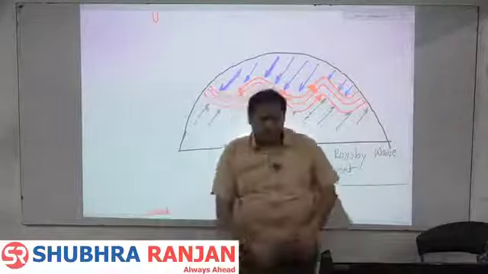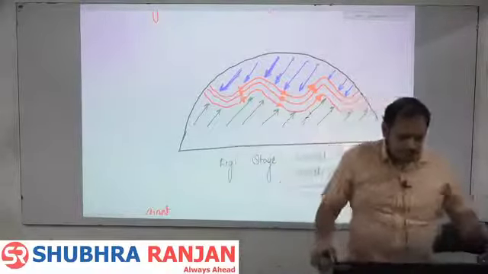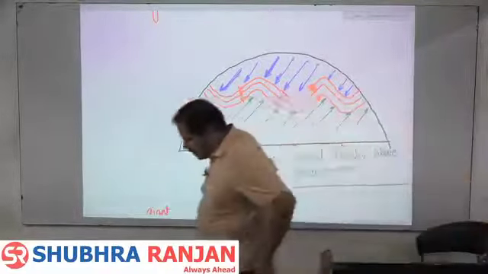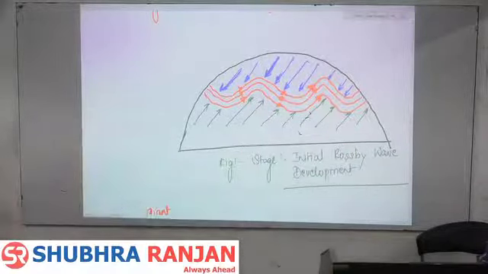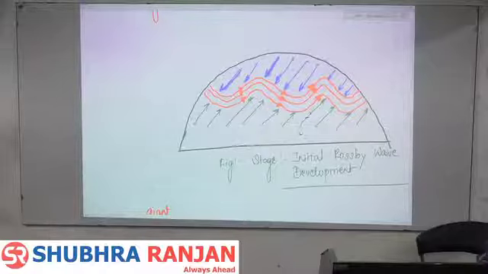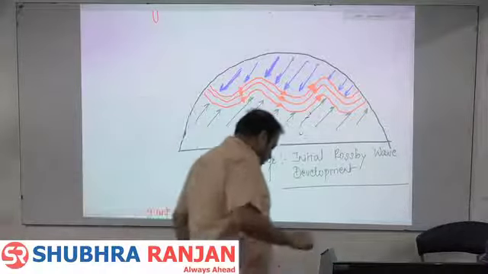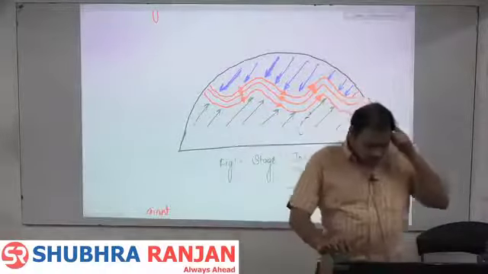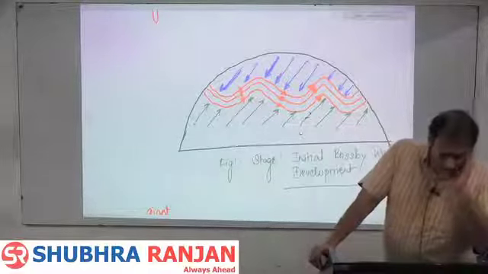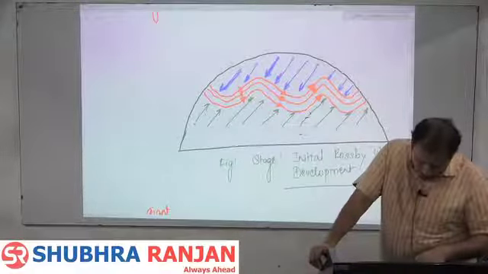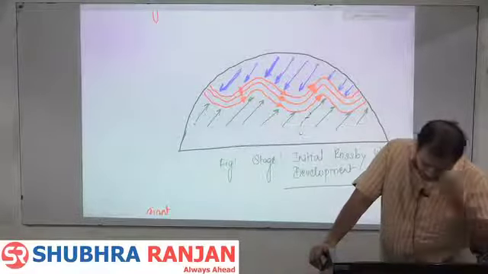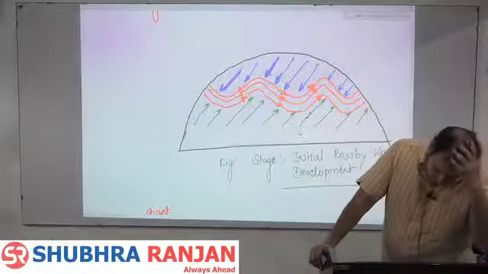Second, the mid-latitude cyclones. The mid-latitude cyclones mean nothing but temperate cyclones. The mid-latitude cyclones are largely controlled by the jet streams.